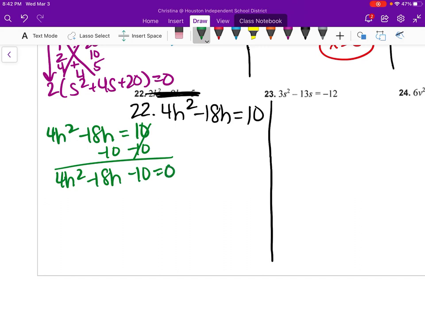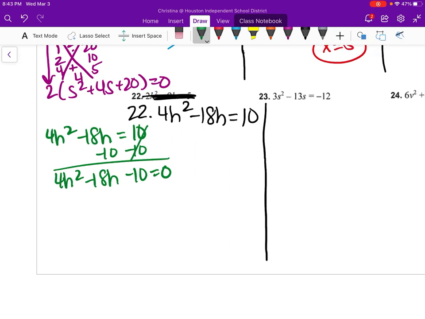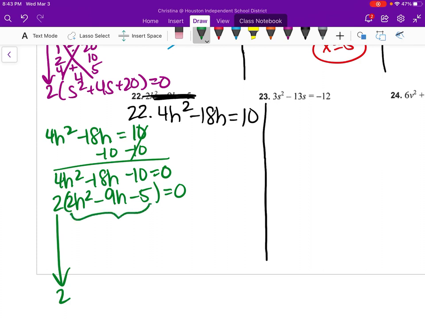After I subtract 10, just like the last question, this one looks very nice in the sense that I think I can factor out some kind of number from this. If I look at 4, 18, and 10, those are all divisible by 2. So I'm going to factor out a 2: 2 parentheses, 2h squared minus 9h minus 5 equals 0. This 2 is going to go along for the ride, and we're going to have to factor the information in the parentheses.